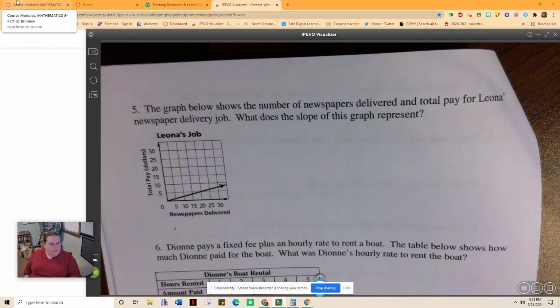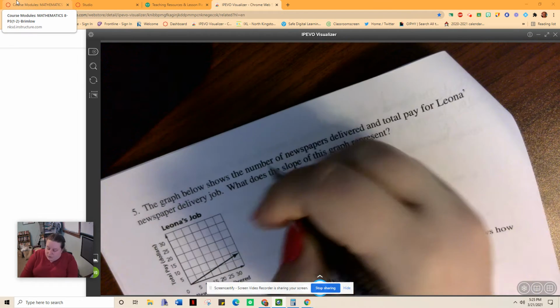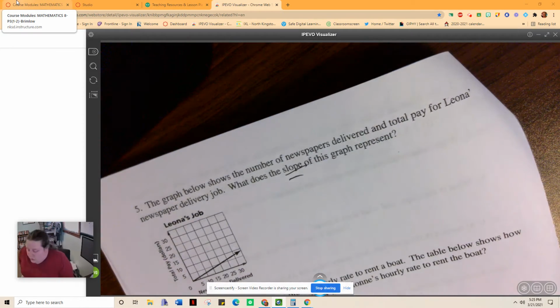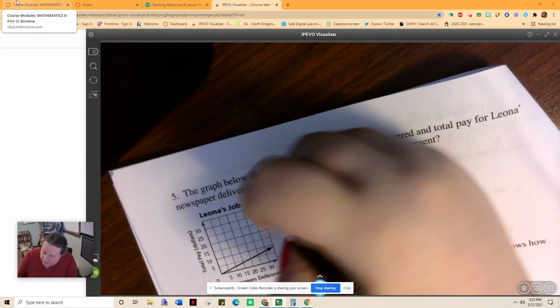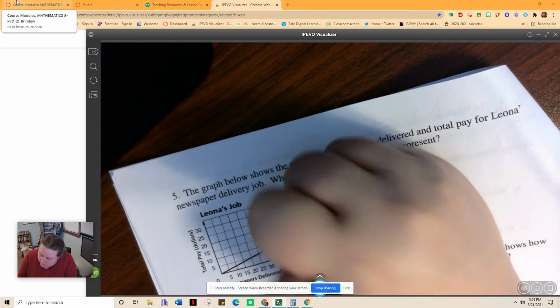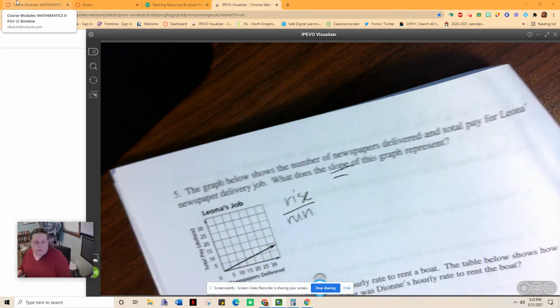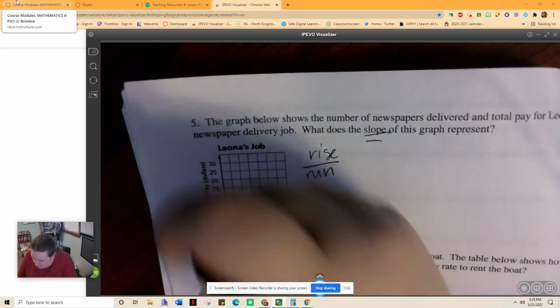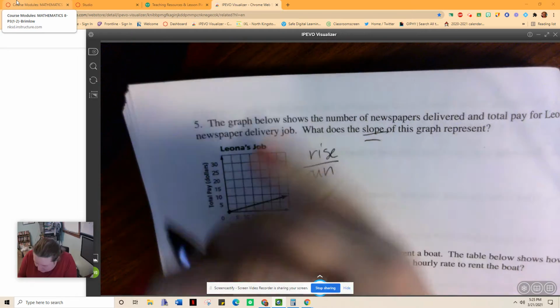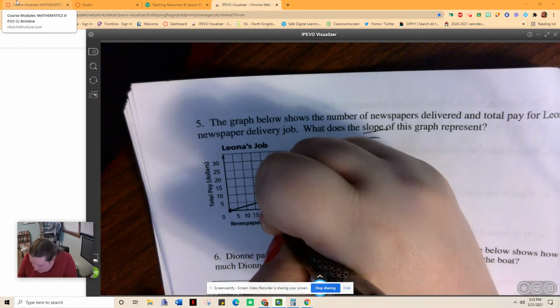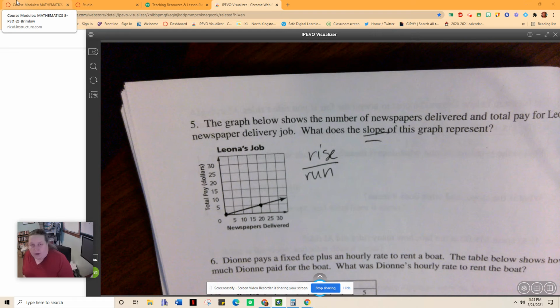for. So the graph below shows the number of newspapers delivered and the total pay for Leona's newspaper delivery job. What does the slope of this graph represent? Okay, so we're looking for slope. So that means I'm looking for rise over run, and I count that. So I see the first point on this graph is right here, and the next point is right here.